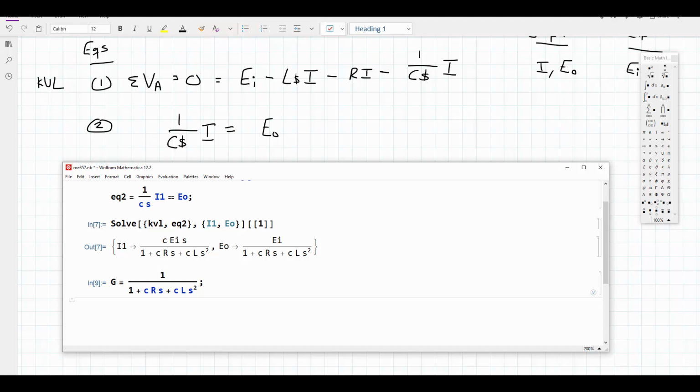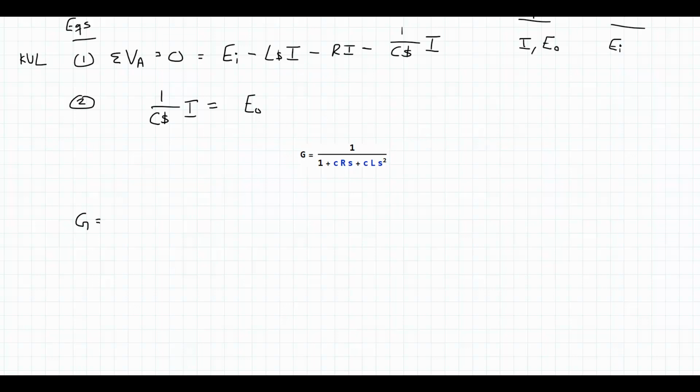I have an S squared, I have an S, I have a constant. I really don't need to go through the extra effort to do the collection or anything like that. This is ready to put back into my handwriting and then finalize at this point. I'm just going to recopy this. I called it G up top, but again, that was E out over EI as my transfer function.